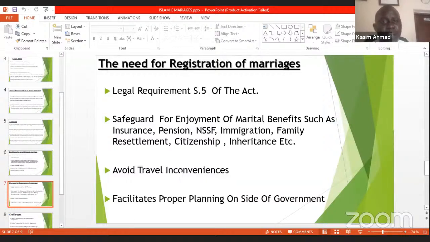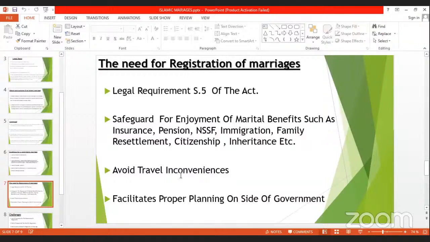First of all, it is a legal requirement. Section 5 of the Marriage and Divorce of Mohammedans Act makes it compulsory for all marriages to be registered with the Uganda Registration Services Bureau. So our members need to understand that there is that legal requirement, and it must be fulfilled under all circumstances.